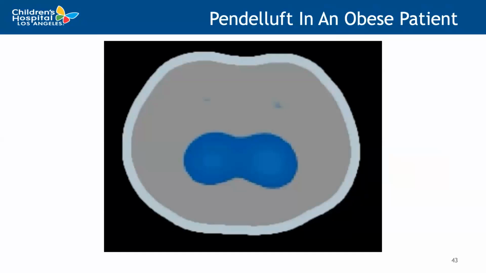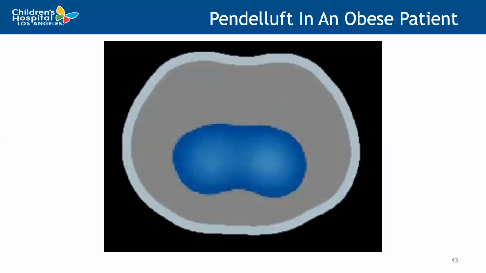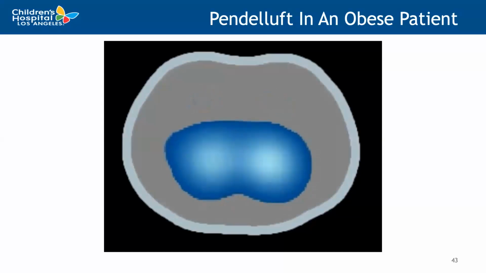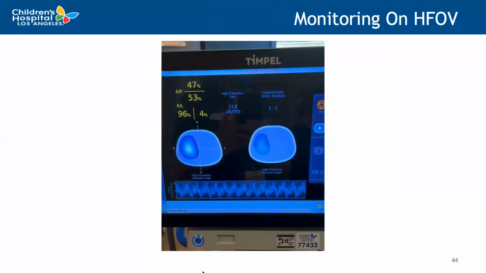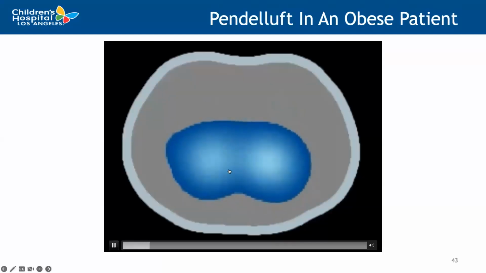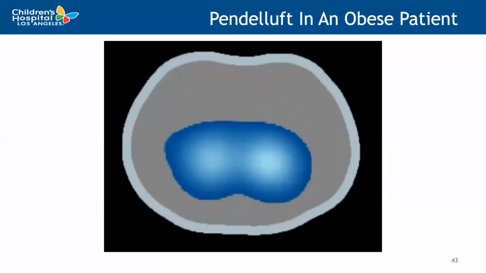And here's another example of a patient that had pendelluft. This was likely as a result of their severe obesity. So you can see that the posterior and the anterior areas of the lung are filling at different times. And again, I want to draw your attention to the fact that this patient was severely obese. And so likely the posterior areas of lung had increased resistance or decreased compliance, and therefore were filling slower than the anterior lung units just due to body habitus and chest wall.